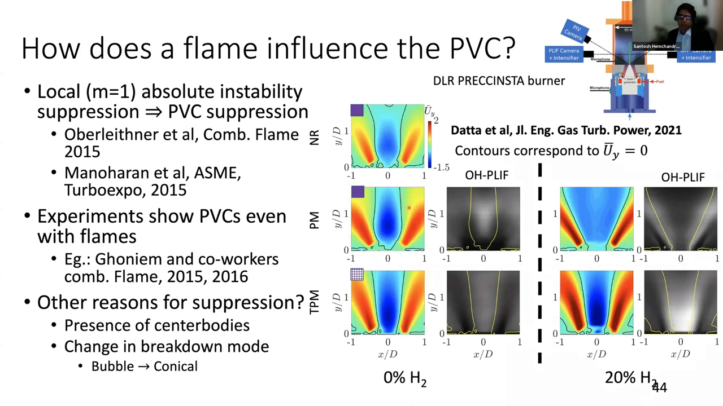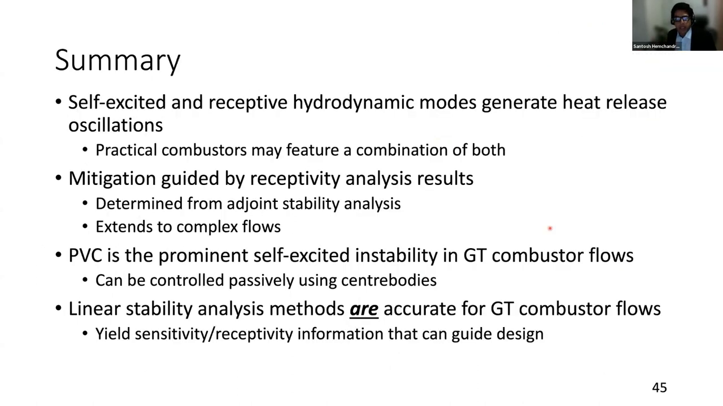Okay, so essentially what this suggests is it may not be the fact that you're suppressing the absolute instability of the shear layers, but it's more because you're disrupting the PVC at the center line. And that is essentially a summary of the talk. We have two modes by which you can have heat release response in combustors. And mitigation can be guided by receptivity analysis and a joint stability analysis using mean flow data.